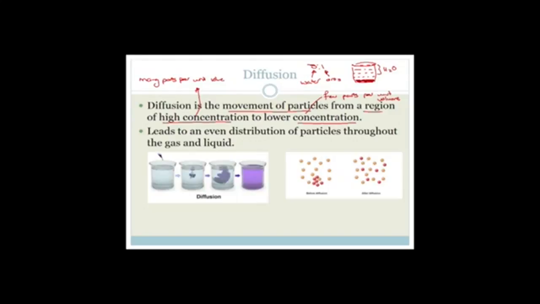So what is happening here is they've taken some water and placed a high concentration of ink into that water over there. Then it spreads from that point where there is a high concentration, through the water, so that eventually it fills up the whole container. And how does it do it? It does it by Brownian motion.